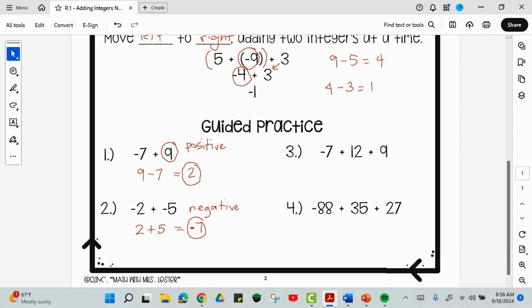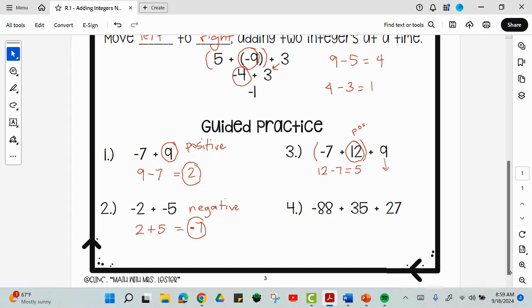Number 3, we've got 3 problems. So we're going to start off with just negative 7 plus 12. And again, these are opposite signs. So identify the larger digit. 12 is bigger than 7, so I'm going to circle it. And that means that I'm going to have a positive. I'm going to put POS for positive. And then I'm going to subtract 12 minus 7. And that's going to be 5.